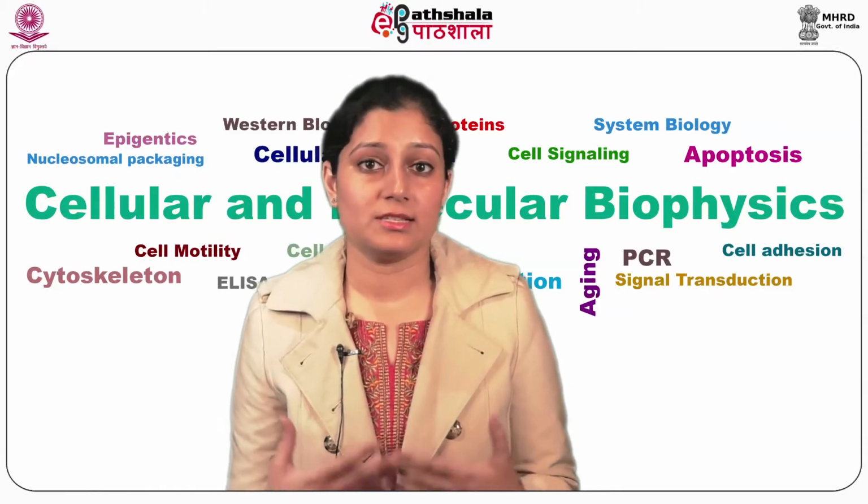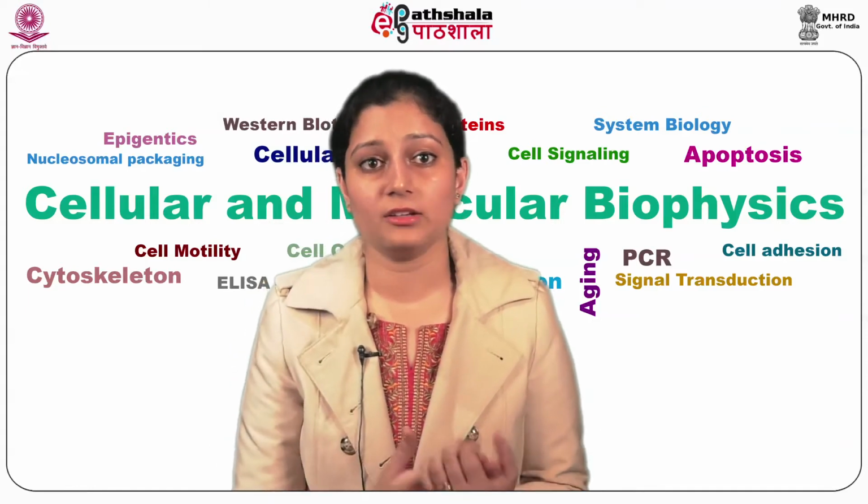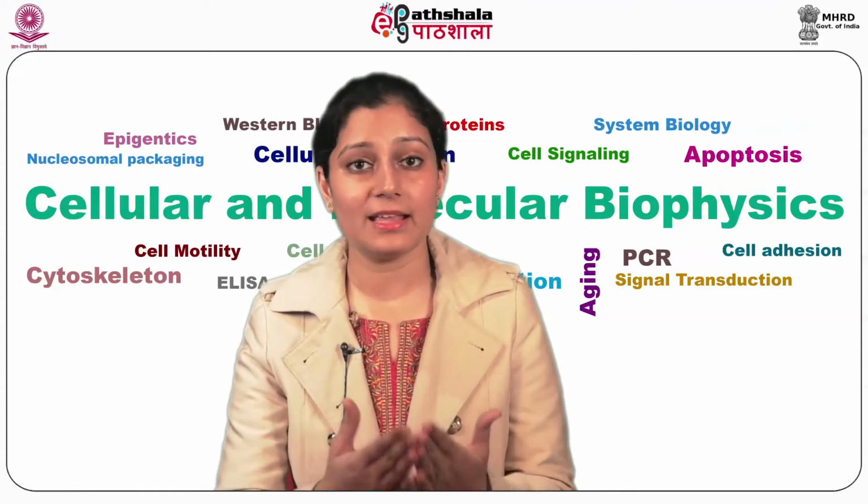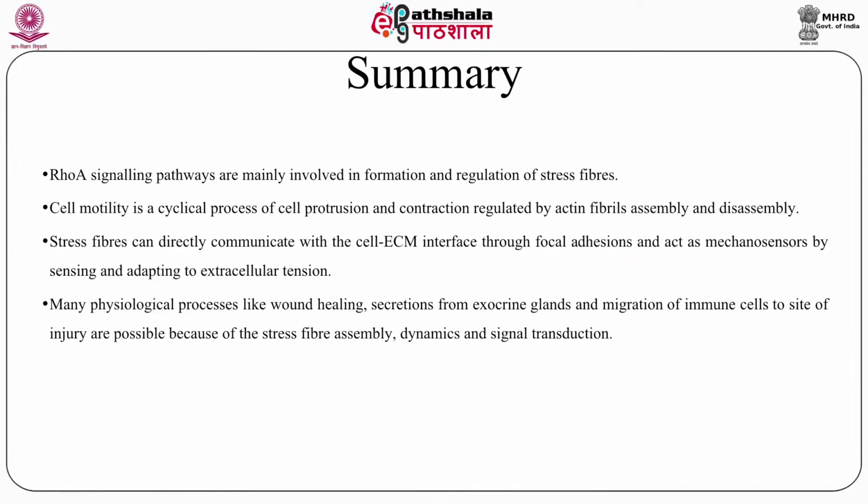Cell motility, which is a cyclical process of cell protrusion and contraction, is regulated by actin fibrils by their assembly as well as disassembly. Stress fibers can directly communicate with the cell extracellular matrix interface through focal adhesions and act as mechanosensors by sensing and adapting to extracellular tension. Many physiological processes like wound healing, secretions from exocrine glands, and migration of immune cells to the site of injury are possible because of stress fiber assembly, dynamics, and signal transduction.